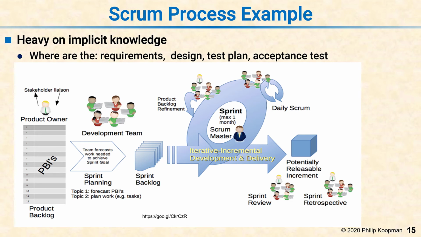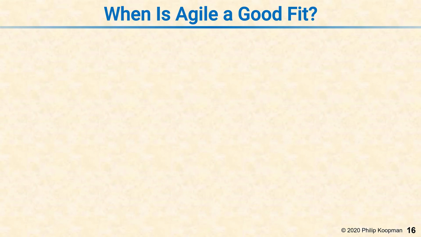As an exercise, ask yourself, how does this map to the V? Where are the requirements? Where's the design? Where's the test plan? Where's the acceptance test? In a viable Scrum process for high-quality software, all those things exist somewhere, just not necessarily as explicit boxes on this picture. While Agile approaches are often used in both enterprise and embedded software, sometimes they're a good fit and sometimes they're not. So it's useful to have a way to think about when they're a good fit and when maybe you need something a little bit different.